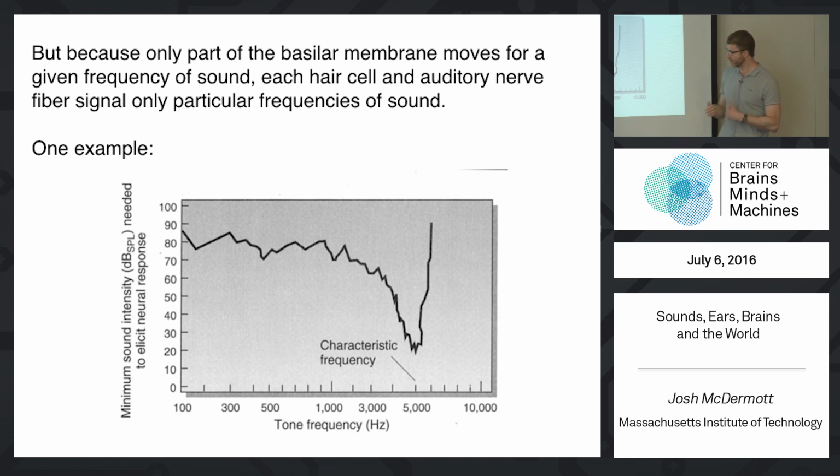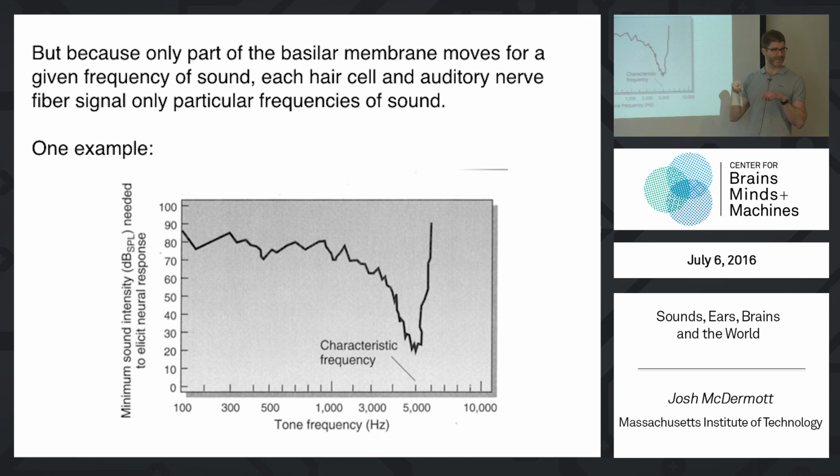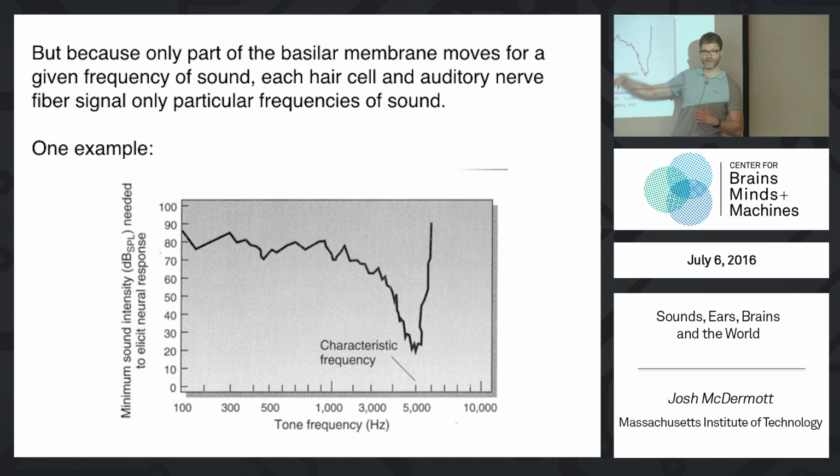All right. And so what this graph is plotting is the minimum sound intensity needed to elicit a neural response as a function of the frequency of a tone. All right, so you're just presenting a single tone like a beep. You can vary the frequency of the tone, and then you can vary how intense it is, how loud it is. All right?